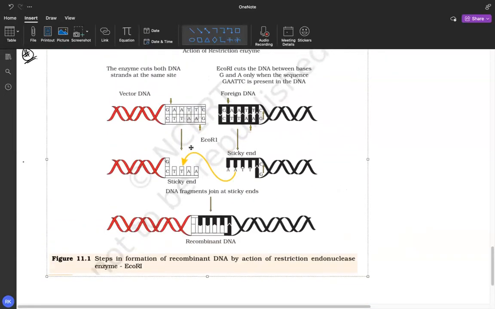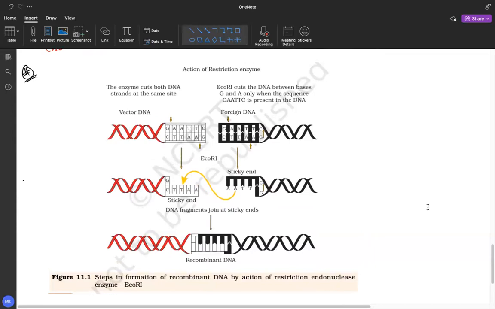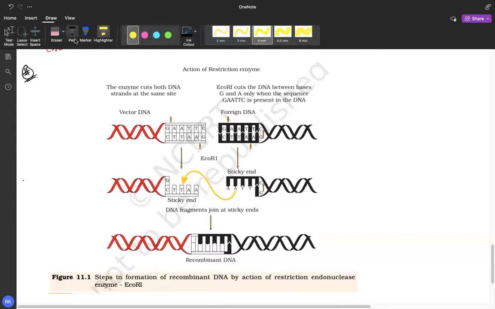Yeah, this is from your book only. So this is how a restriction enzyme works. So this is for restriction endonuclease. From now onwards, as I told you, when I use this word restriction enzyme, just remember that I'm talking about endonuclease, not exonuclease. Okay.